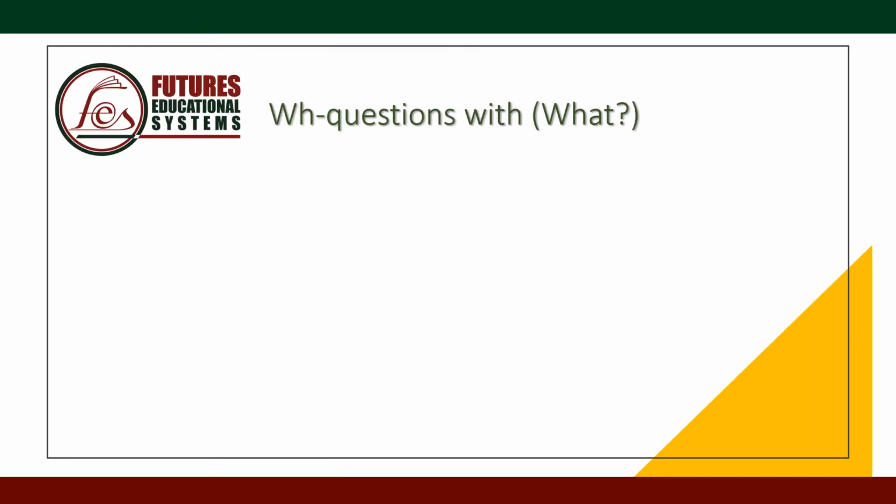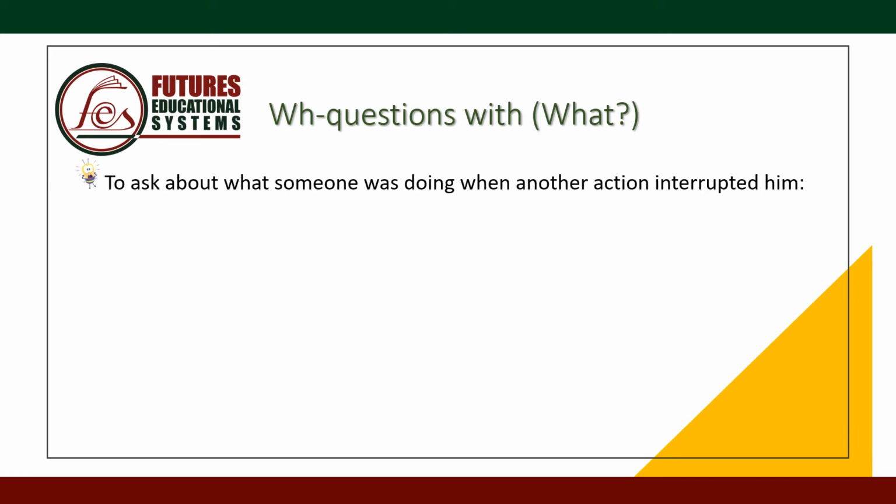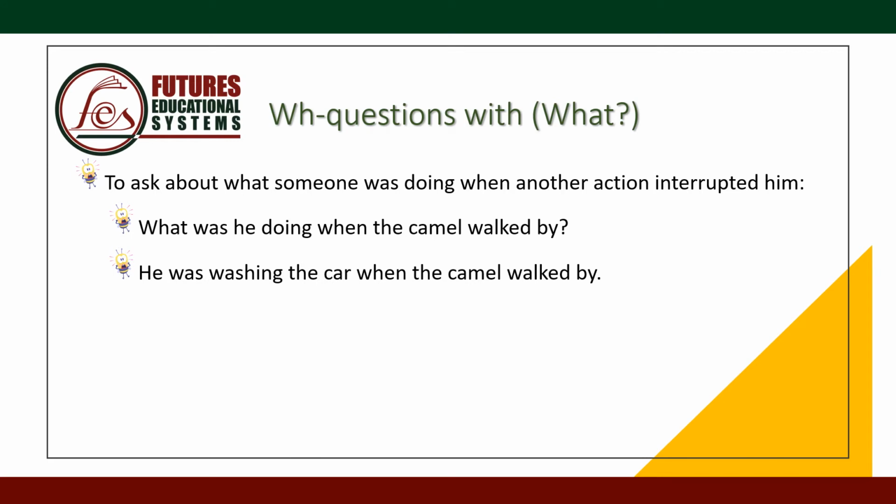What about the WH questions with what? To ask about what someone was doing when another action interrupted him, we use: What was he doing when the camel walked by? He was washing the car when the camel walked by. So where is the past continuous tense? Was washing, and this is the long action verb. And what interrupted? The camel walked by. So this is the short action verb, and this is in the past simple.